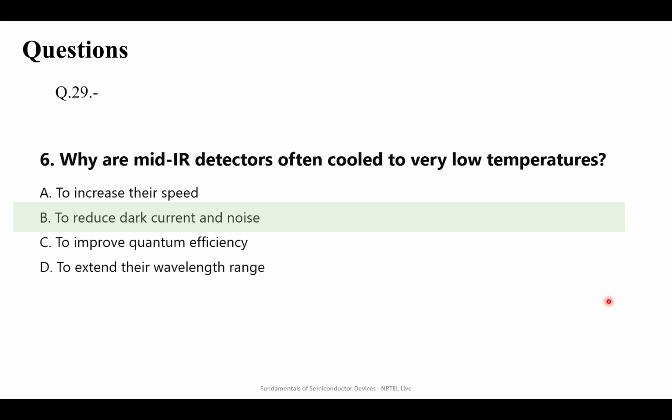So if you cool it to very low temperature, then the heat radiation will reduce, and you will be able to reduce dark current and noise. So your detectivity will then increase. Okay, sir.